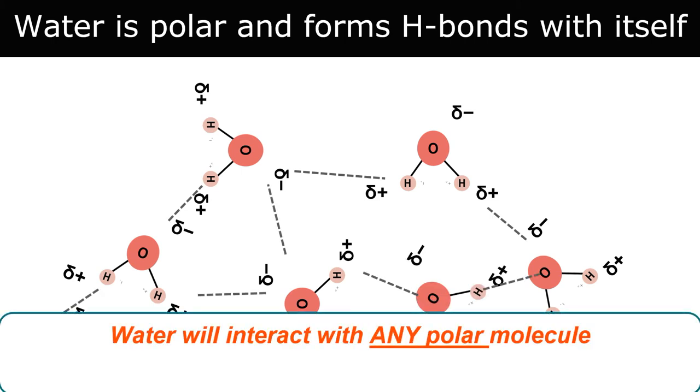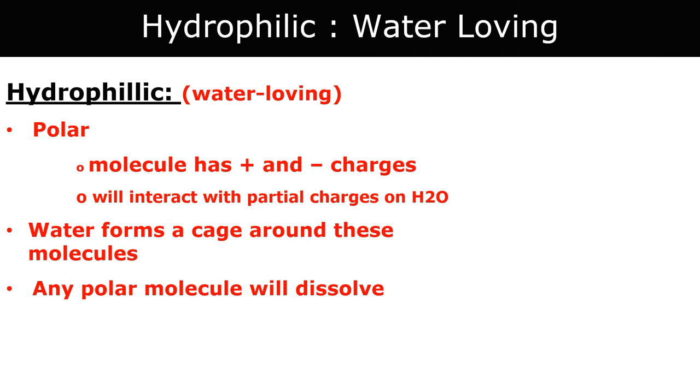Here's the thing. Water, like I said, is going to interact with any polar molecule, right? So there's no reason that this negative oxygen here is going to blow off a positive charge on something else. It will interact with any polar molecule that has a similar distribution of charges. And so there's a special word for that, and that is called hydrophilic. So hydrophilic is to be water loving, right? So hydro means water, philic means that you have an affinity for it, that you love it.